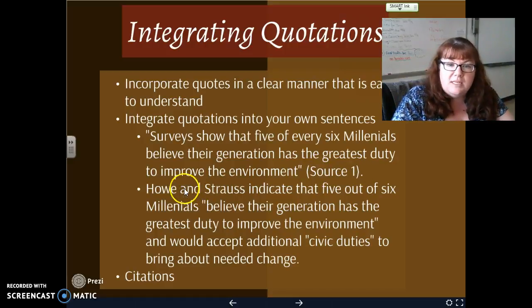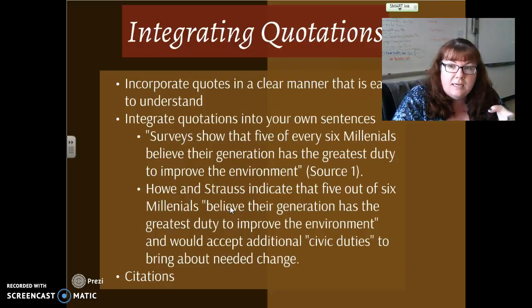Here you could have also done the same thing. You could have put source 1 indicates that 5 out of 6 millennials. And so it's fine either way. They are interchangeable in the realm of the AP language synthesis test. Okay, so that is how citations go. That is how quotations go.